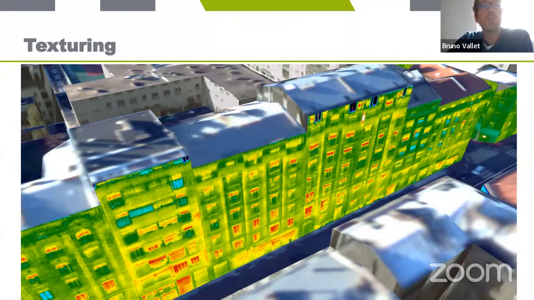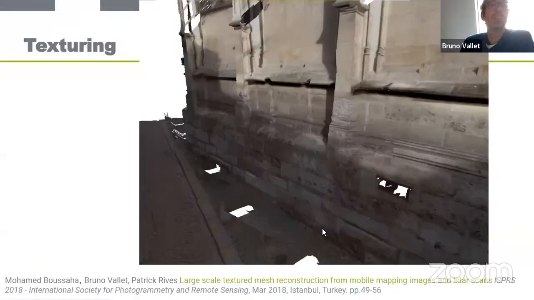on all the facades. So it gives a much easier way to access this information than viewing hours and hours of videos, of thermal videos, because here the thermal information is put in the geometry of the scene. So I think that's an interesting product.